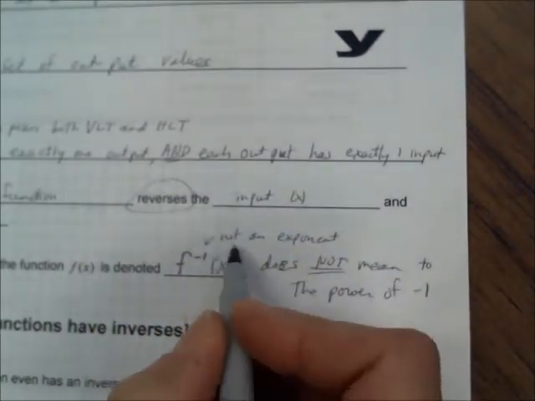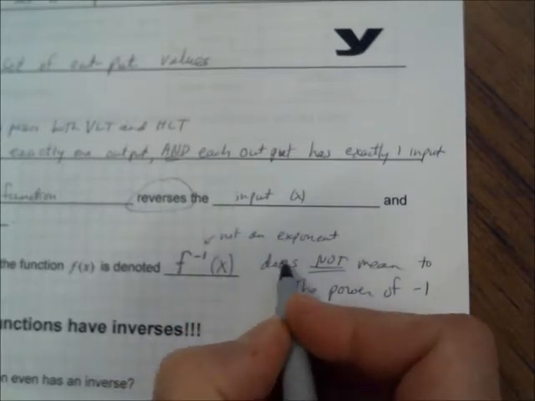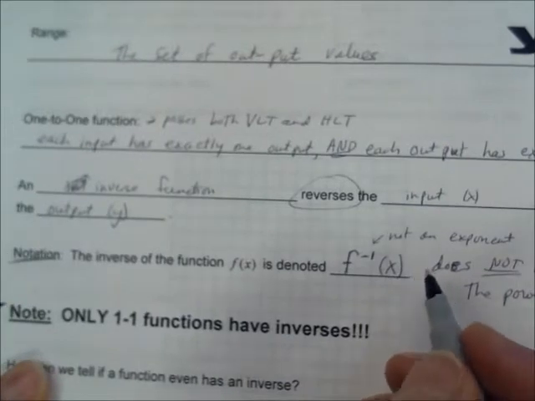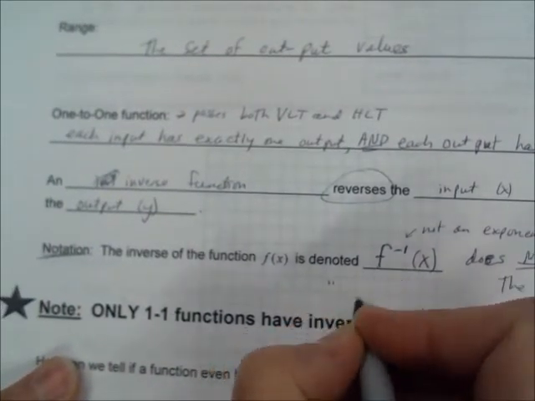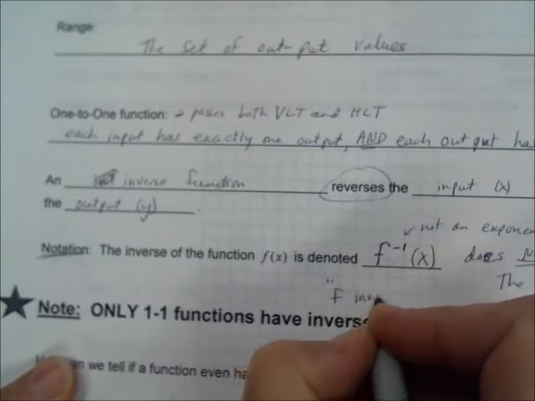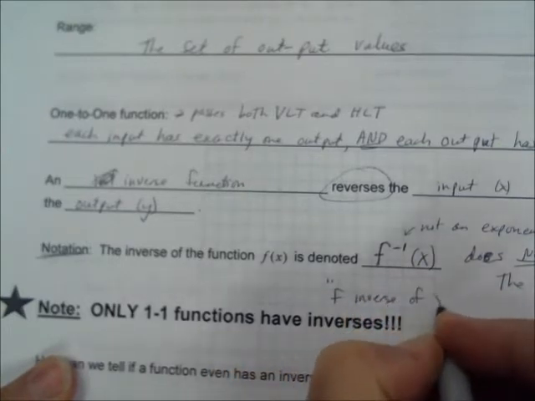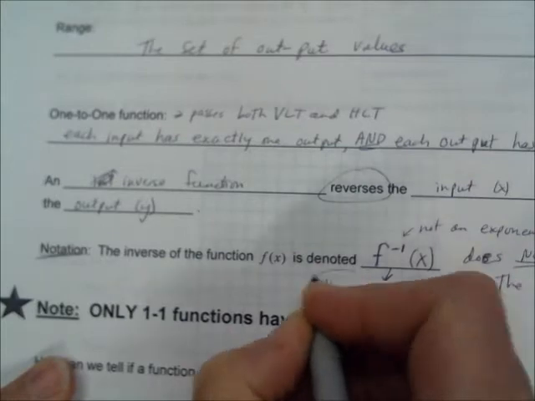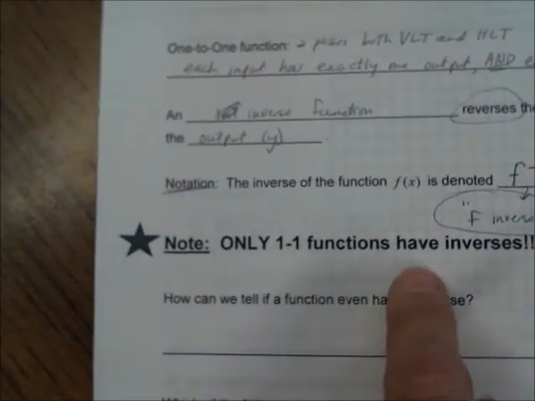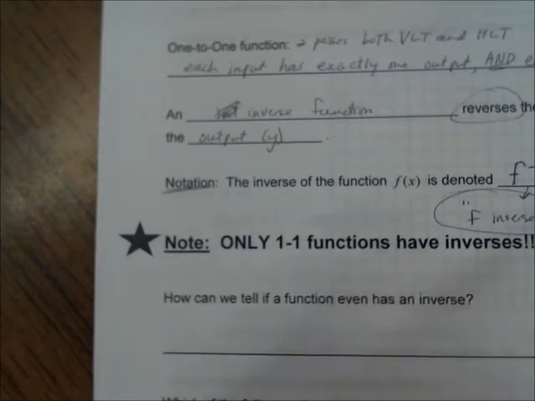In other words, it does not mean take f to the -1 power. That's just the notation. You say this f inverse of x. If you saw that, you would say f inverse of x. Only one-to-one functions have inverses, so that's pretty important. If a function is not one-to-one, it doesn't have an inverse.